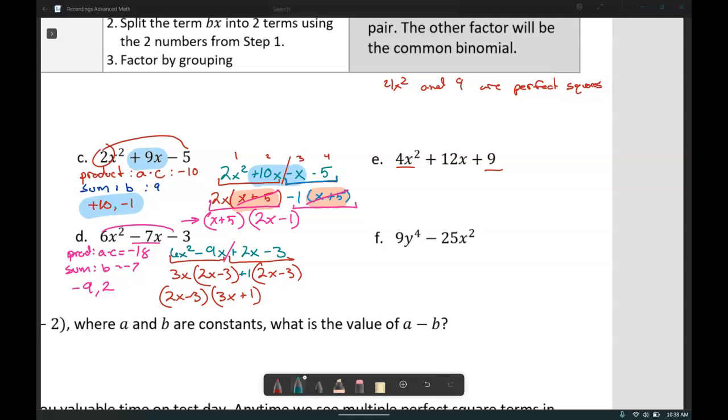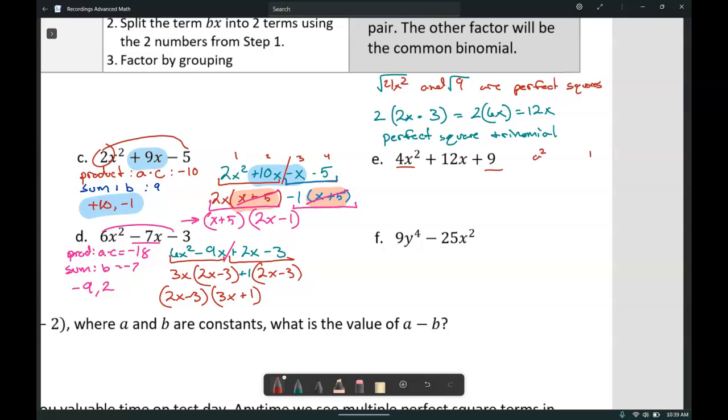We can take the square root of both of those terms. We get 2x and we get 3. If we multiply those together and then multiply it by 2, if we get the same value as our middle term, then we have a special polynomial called a perfect square trinomial. And perfect square trinomials always follow the same factoring pattern.